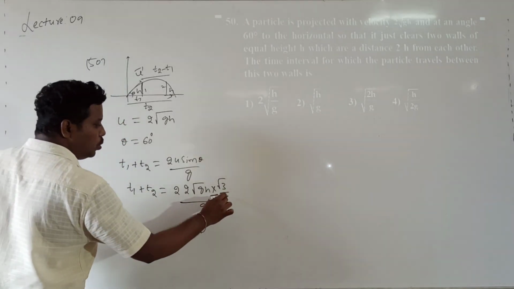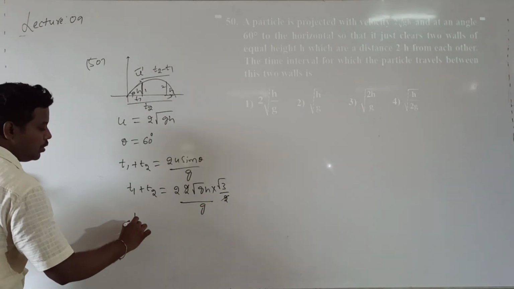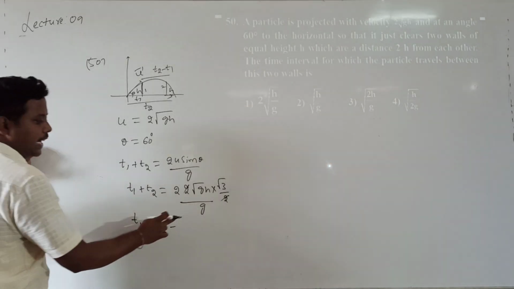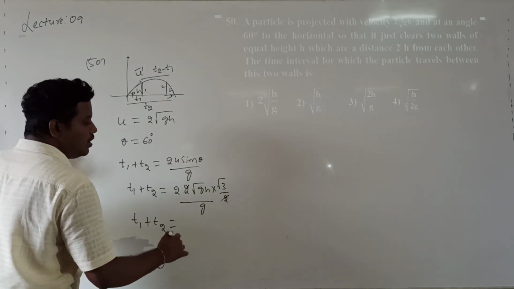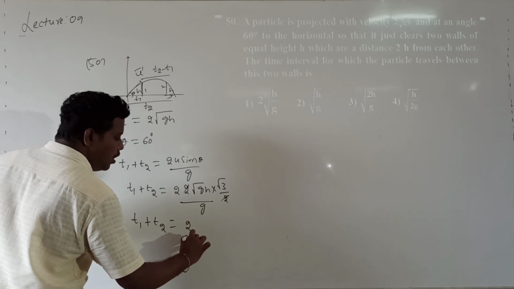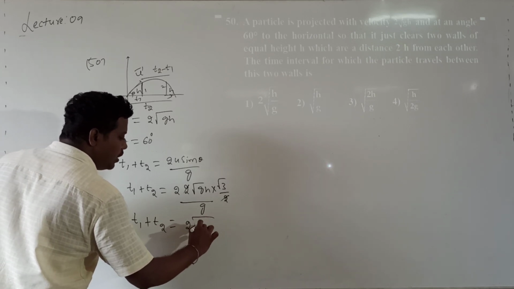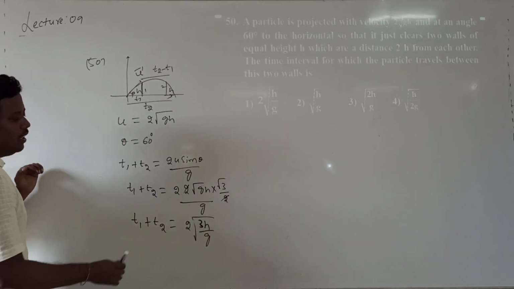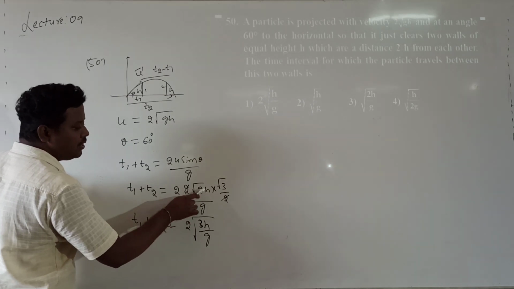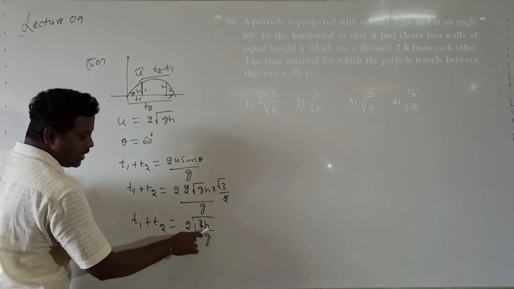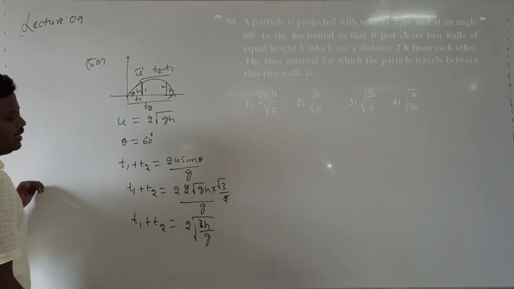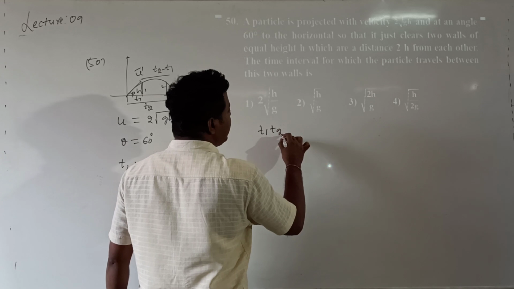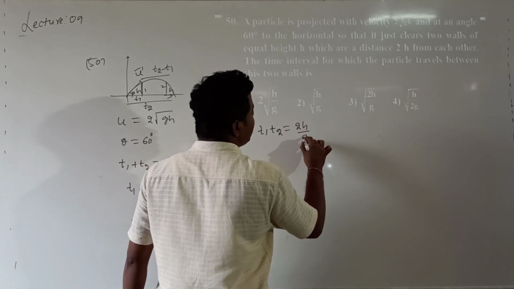Correct? Then here the 2 cancels. Then whatever is t1 plus t2, can I take this g inside the root? So the answer is root over 3 into h divided by g, because when you take it inside the root it will become g square. g cancels, denominator 1 g. So root 3 into h divided by g. This is the value of t1 plus t2. Similarly, what is t1 into t2? t1 into t2 value is 2 into h divided by g.